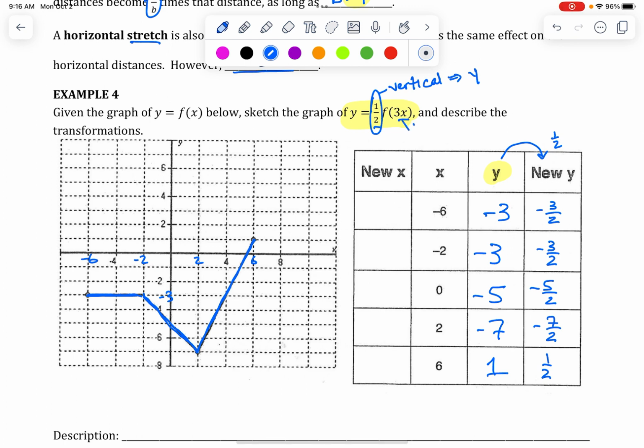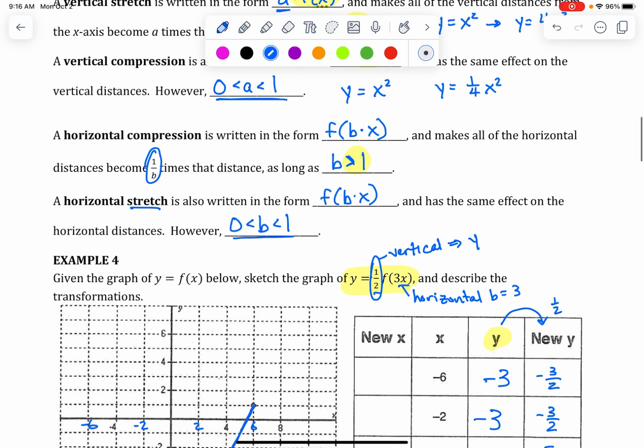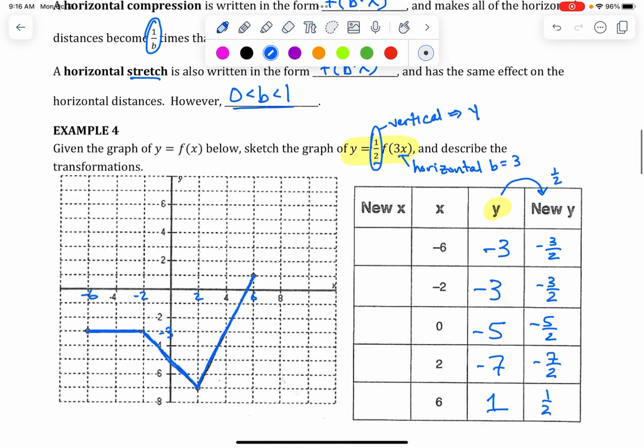Since that's in parentheses, this is going to be a horizontal either stretch or compression. And because the b value is 3, right? In this case, b is 3. That's a value that's greater than 1. It's going to be a horizontal compression by a factor of 1/3.